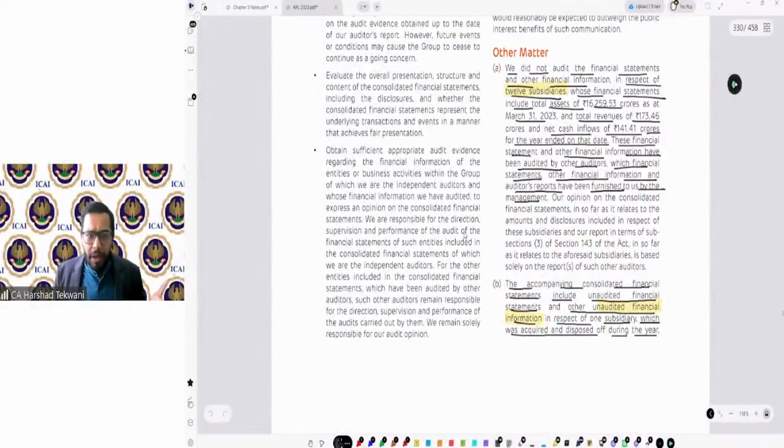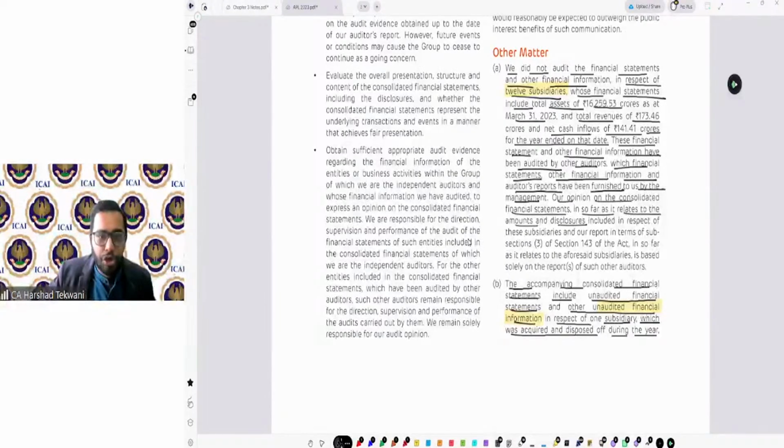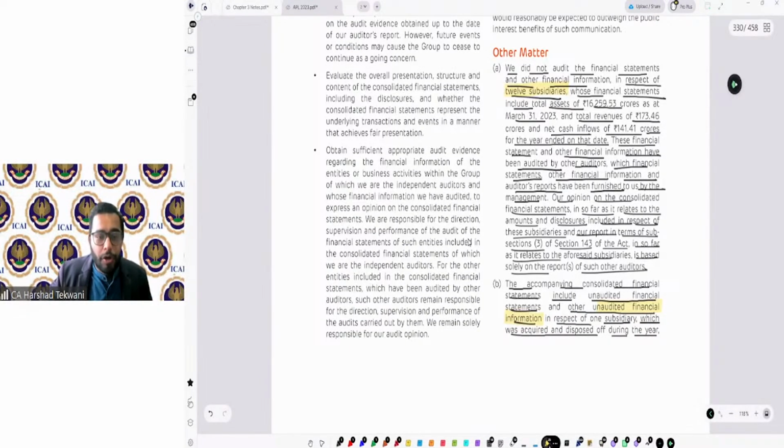We were discussing this paragraph. Now read this particular line. Our opinion on the consolidated financial statement insofar as it relates to the amounts and disclosures included in respect of these subsidiaries, and our report in terms of section 143(3) of the Act insofar as it relates to the aforesaid subsidiaries, is based solely on the report of such other auditors. Means here they are relying upon the report of such other auditors and their opinion is based solely on the reports of such auditors.